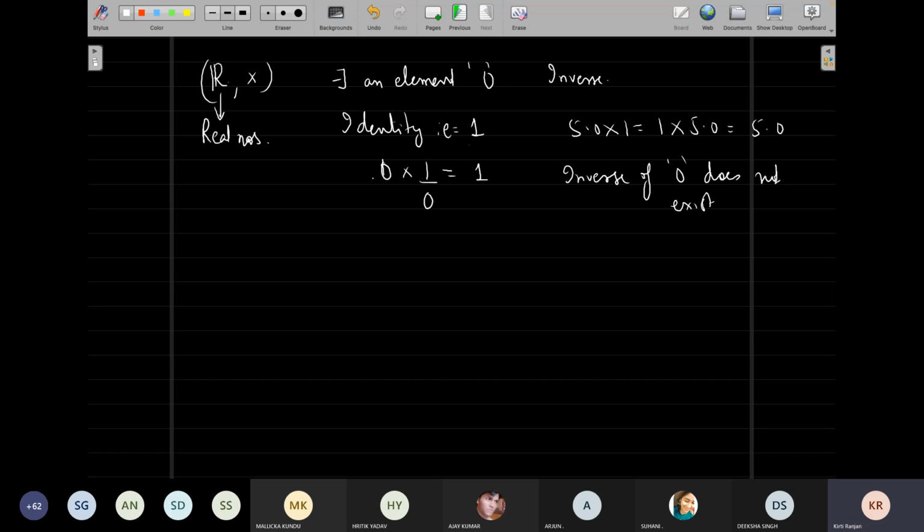Yeah, that means even R cross is not a group. What is a group is generally written as R, the real numbers minus this.